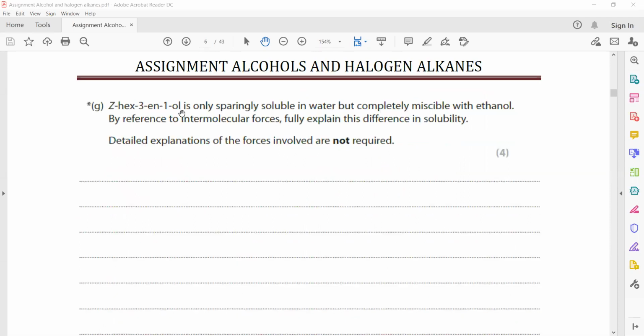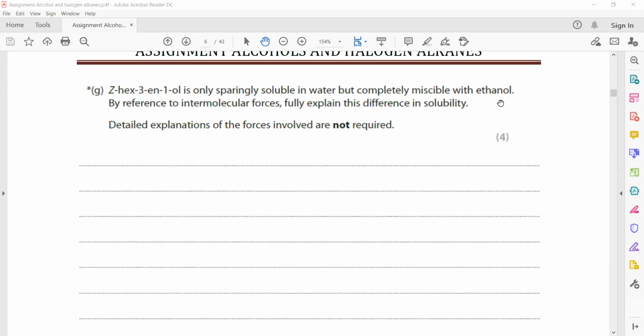Z-hex-3-en-1-ol is sparingly soluble, slightly soluble in water, but it is completely miscible in ethanol. By reference to intermolecular forces, explain the difference in solubility. It means why it is slightly soluble in water, but it is completely miscible in ethanol. So what could be a reason when we draw the structure? It contains a carbon-carbon double bond. In the first position, the OH group is there, and there's a carbon chain.